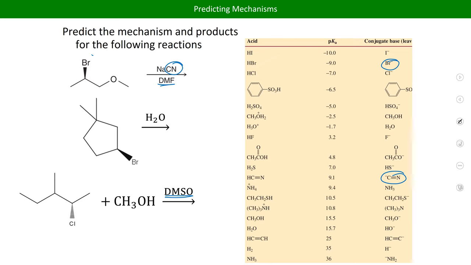SN1 or SN2? Probably SN2. Strong nucleophiles favor SN2. And your nucleophiles are going to be stronger if you are not in a protic solvent. So protic solvents in general tend to favor SN1 because you basically are slowing down your nucleophile and giving that leaving group a chance to leave on its own. What would the product look like if it goes SN2?